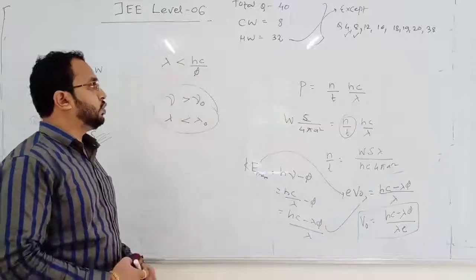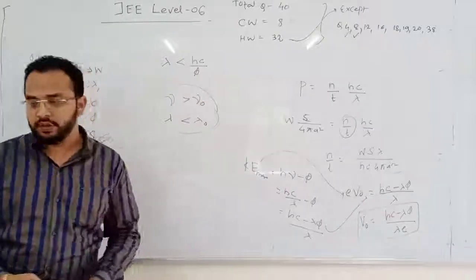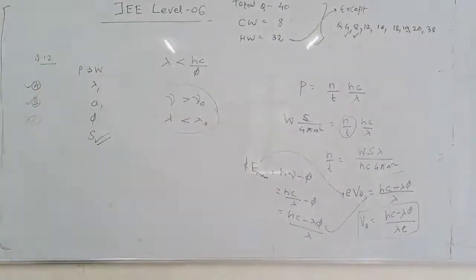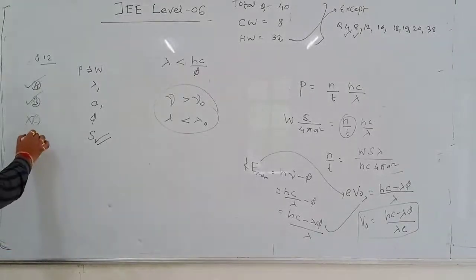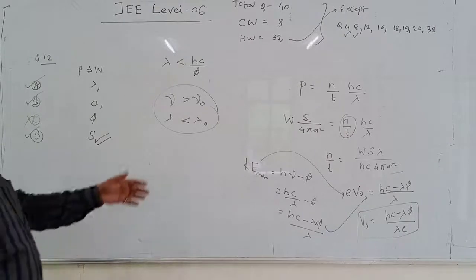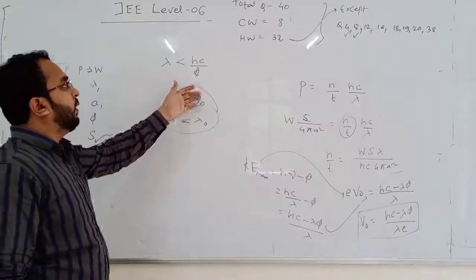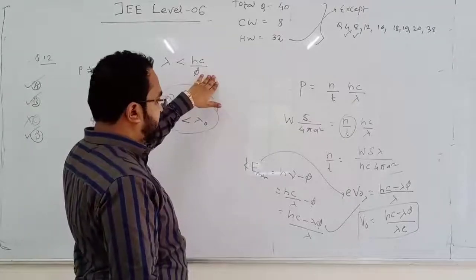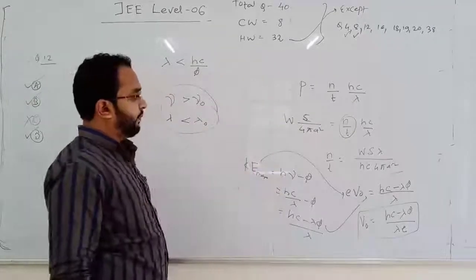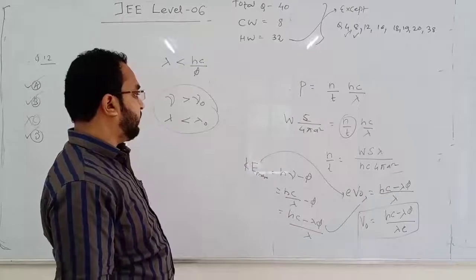Okay, so we'll move to the next question. The answer will be A, B and D. Where do you get this from? You will go for Einstein's equation, that is this equation. From here we get the answer.